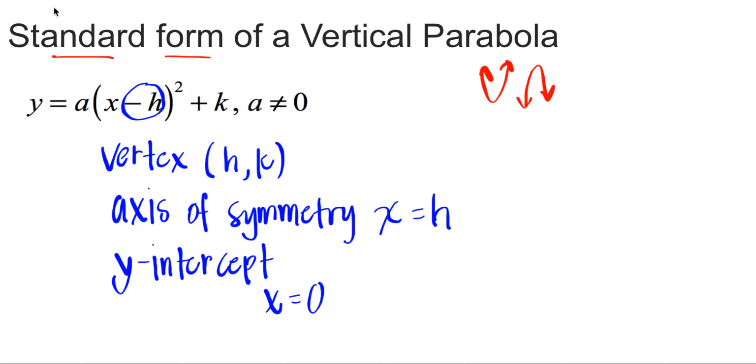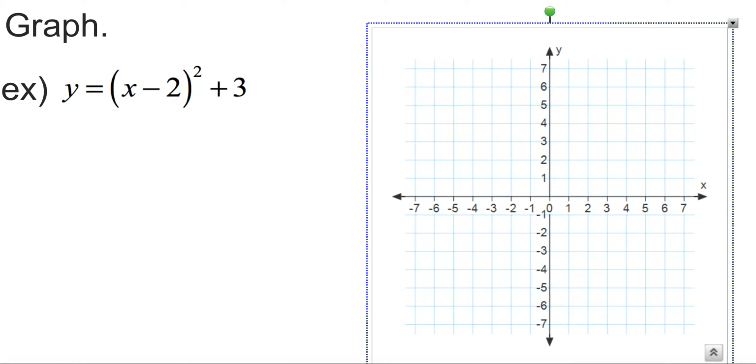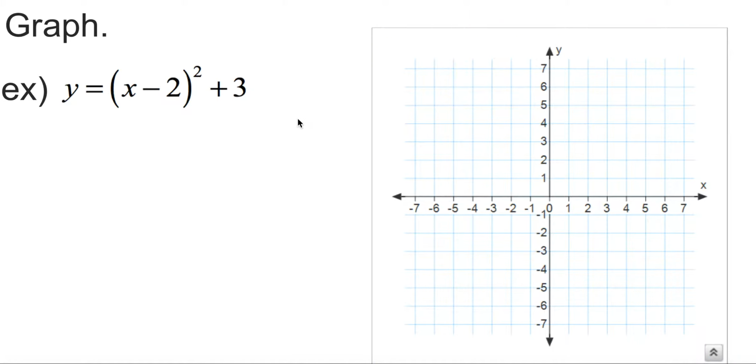So let's look at an example. Let's graph y is equal to the quantity x minus 2 squared plus 3. Now, how do I know this is a parabola? Well, that squared piece tells me this is quadratic, and quadratic equations are parabolas. All right, so let's slow it down a little bit. The first thing we want to do is find the vertex, which is h, k. So in this case, it's 2, 3. You want to go ahead and plot 2, 3.